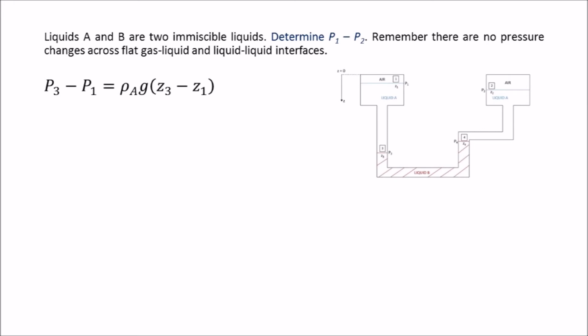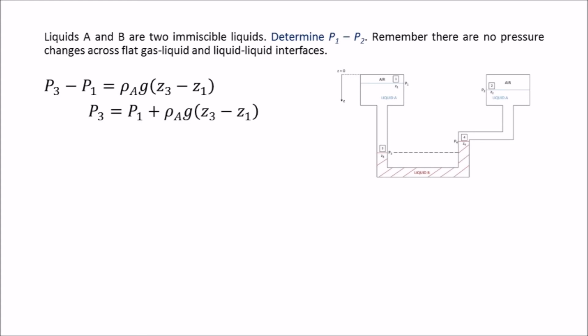We know that the pressure difference between interfaces 3 and 1 is due to the column of liquid A. This pressure is equal to its density times G times the height of the column, Z3 minus Z1. We can solve this expression for the pressure at interface 3.